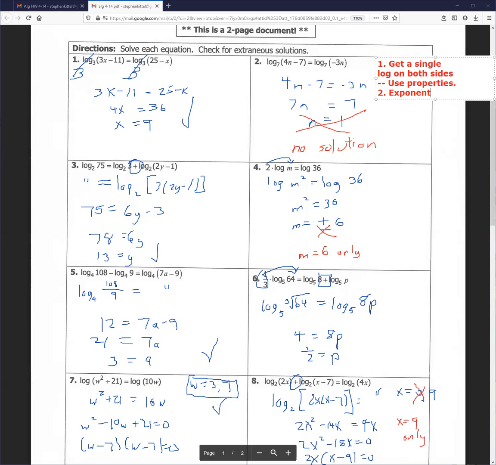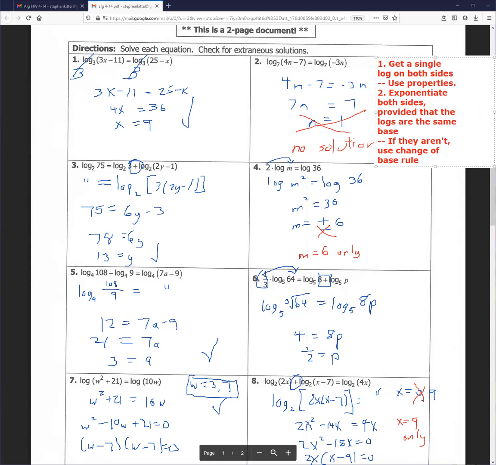Then you're going to exponentiate both sides, provided that the logs are the same base. Which they were in all of these other ones. If they aren't, use change of base property. Use change of base rule, which hopefully you won't have to deal with, but if you do, it's not the end of the world. It's just an extra step and it's obnoxious.